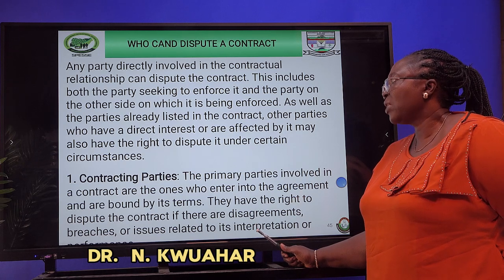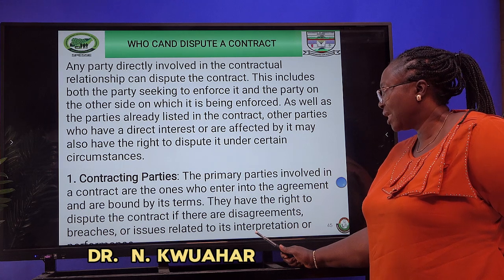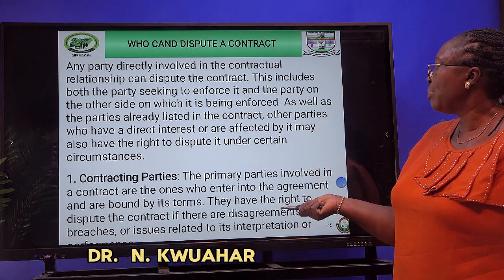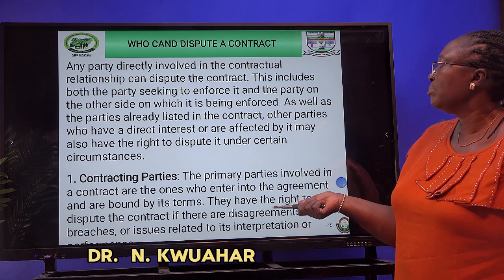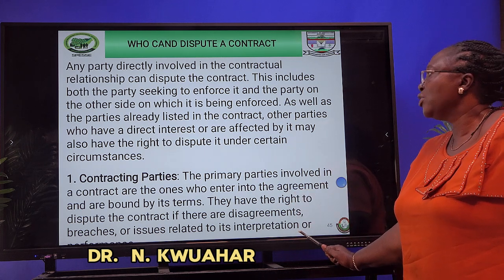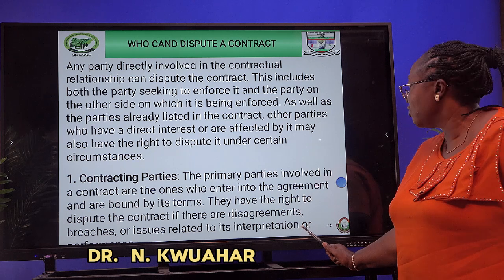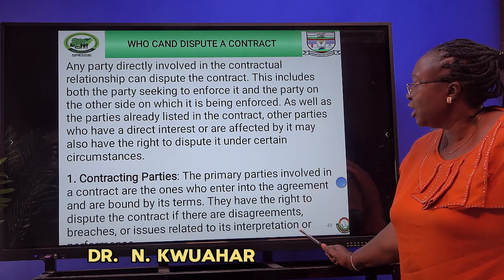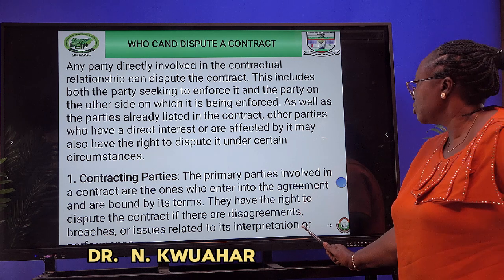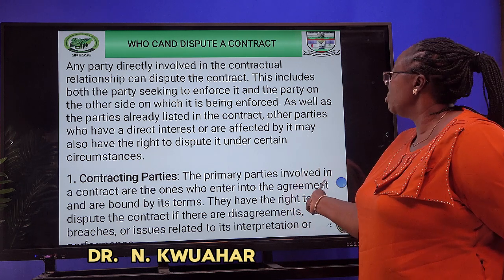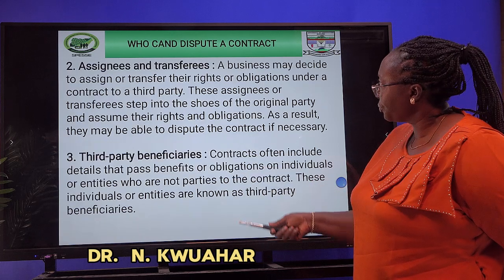They also may have the right to dispute it under certain circumstances. The contracting parties, the primary parties involved in a contract, are the ones who enter into the agreement, and they are bound by the terms of the agreement. So they have the right to dispute the contract if they are in disagreement, or if there are breaches or issues that are related to the interpretation of the contract.